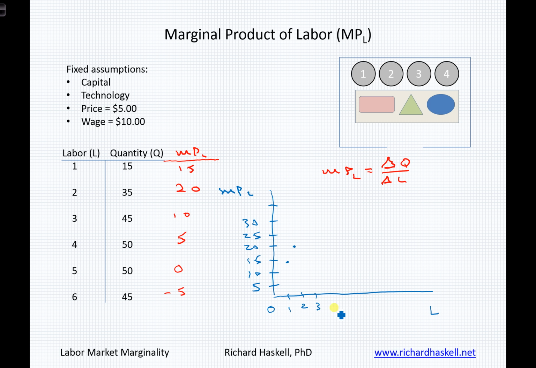Our third unit of labor brought us then to 10, so that's a pretty dramatic decrease. Our fourth unit of labor brought us to 5. Our fifth unit of labor brought us to 0. So let's change the pen color so we can actually see that. And then finally, our sixth unit of labor took us into negative space, and so let's say that this is -5, and so actually took us down here.